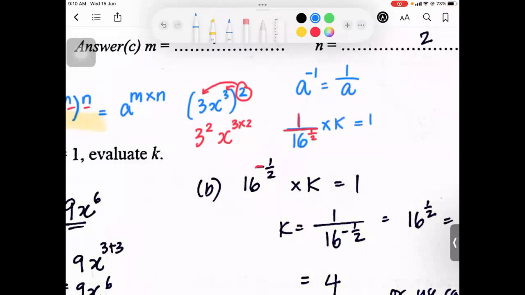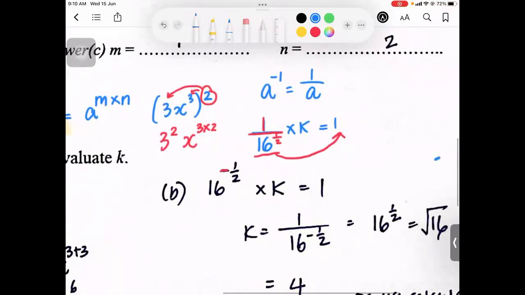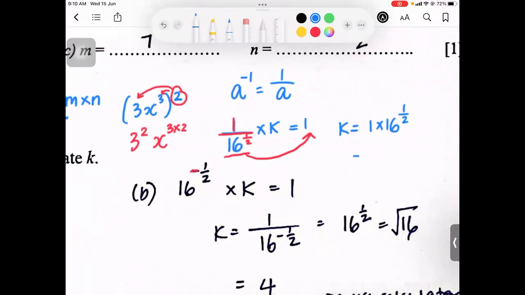equals 1. So if I want to get rid of the number over here, I shift this whole thing, multiply it across. Okay, then I'll get k equals 1 times 16 to the power of half. Then 16 to the power of half, yesterday we went through something like that. This one is a to the power 1 square root. So this one is actually a to the power of 1 over 2. So power half actually means square root 16. Then square root 16 will give you the number 4.